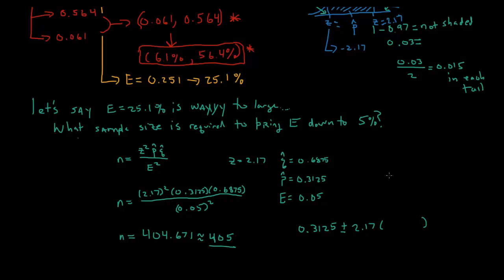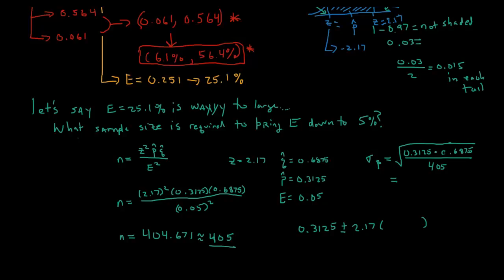Remember, our standard deviation, part of that formula of sigma sub P hat, is a big fraction divided by n. So if you remember, it was P hat times Q hat, 0.3125 times 0.6875, and that was all over n. So if we make our denominator bigger, it's going to make that entire fraction smaller. So our sample size is 405.